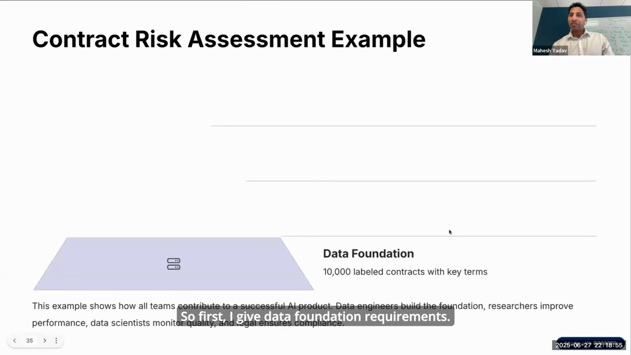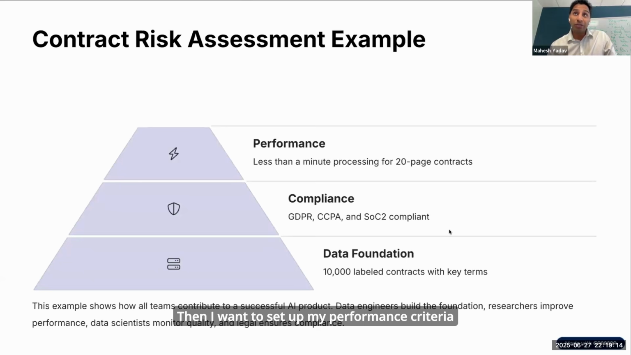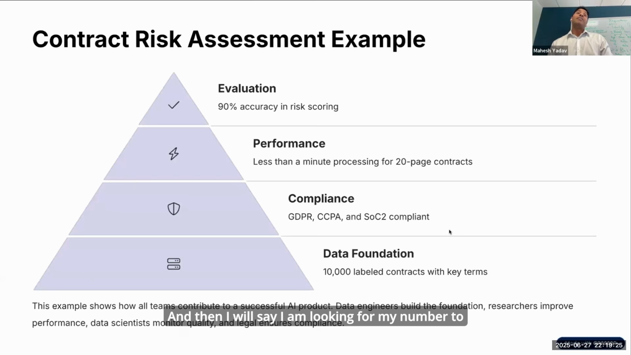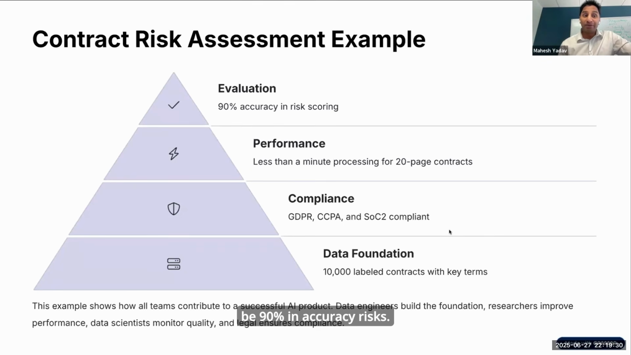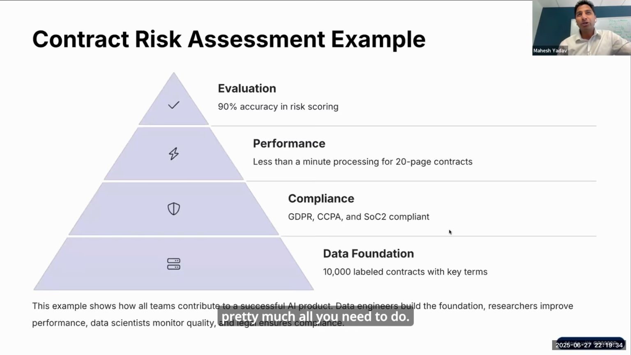So first, I give data foundation requirements. I say I need 10,000 labeled contracts. Then I talk about which compliance I need to comply with. These are the compliance requirements I want to go after. Then I set up my performance criteria: I am expecting this much helpfulness, this much honesty, this much harmlessness. And then I will say I am looking for my number to be 90% in accuracy. If you can do that, that's pretty much all you need to do.